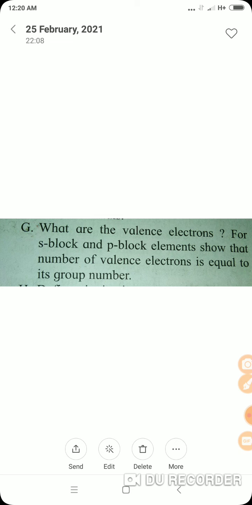Now the p block. For the p block, we consider the electronic configuration of the 18th group. From the 18th group, we consider the electronic configuration of neon, which has atomic number 10. We know that the modern periodic table is divided into blocks on the basis of which subshell the last electron enters. When the last electron enters the s subshell, the element is present in the s block, and when the last electron enters the p subshell, the element is placed in the p block.